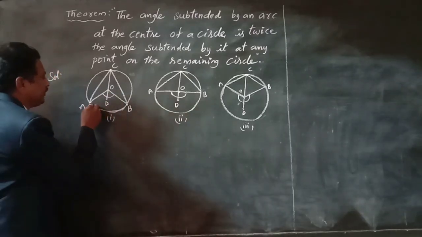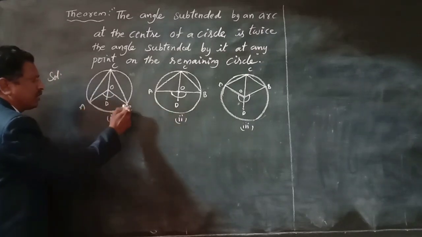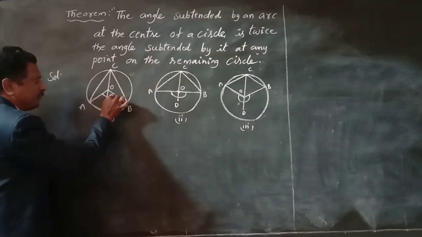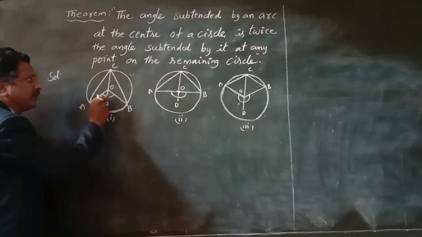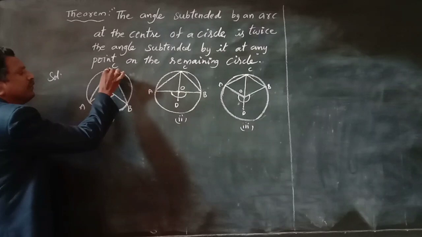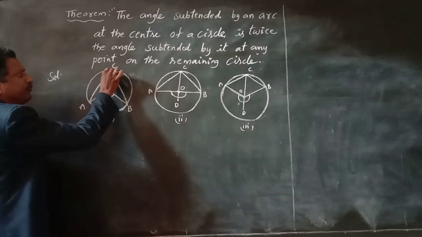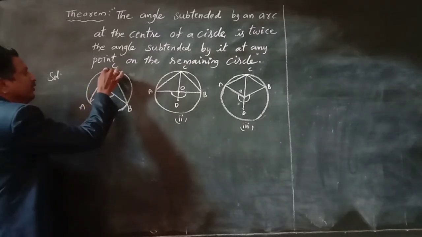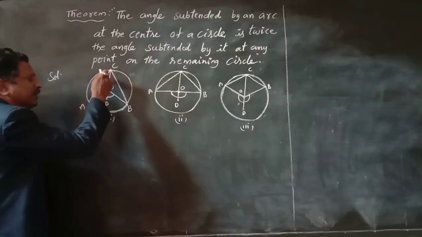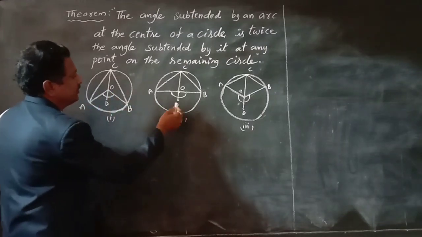See, this is the arc. This arc subtends the angle AOB at the center. This AOB is twice the angle subtended by it at any point on the remaining circle. Here C is another point on the remaining circle. Let's see. Here ACB is the other angle. For this angle, AOB is double. Same as here also.